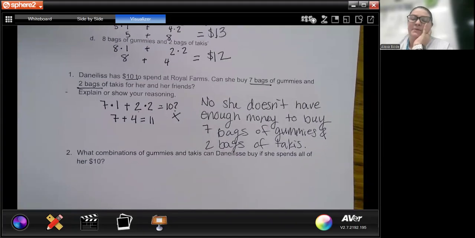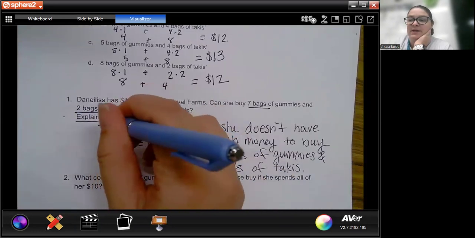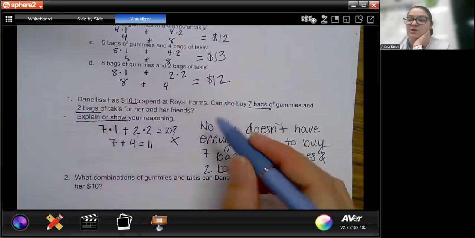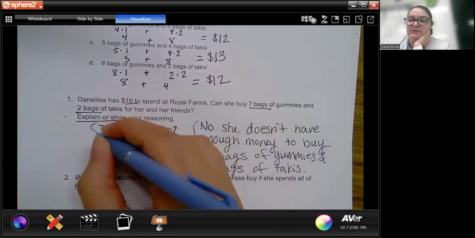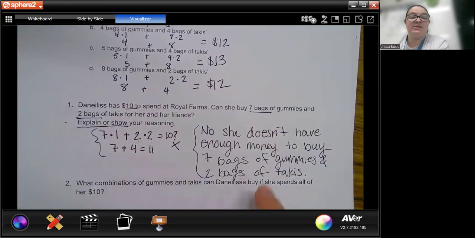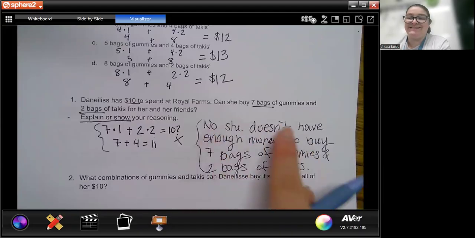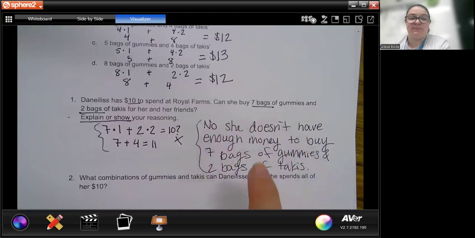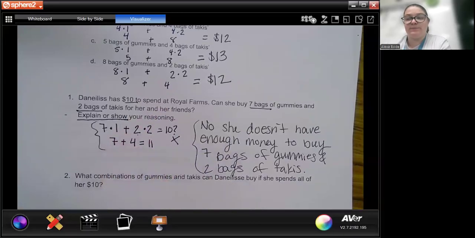Okay. If you said or did something else here, that is fine, as long as you explained or showed your reasoning. So this is my complete sentence answering the question. This is me showing my work. So this is me showing my reasoning. This is just me writing a complete sentence answering the question. This is not an explanation. It is a complete sentence answering the question. This is my explanation.